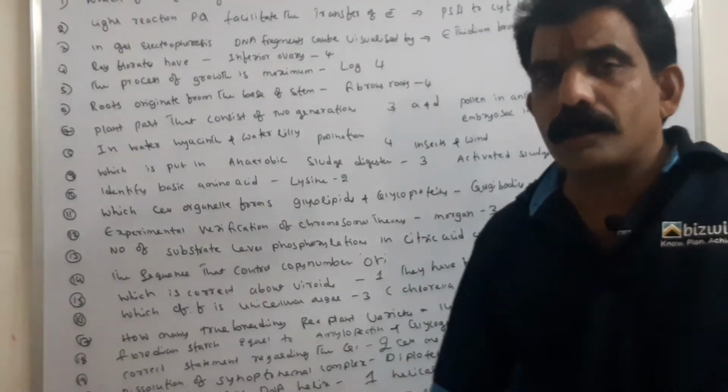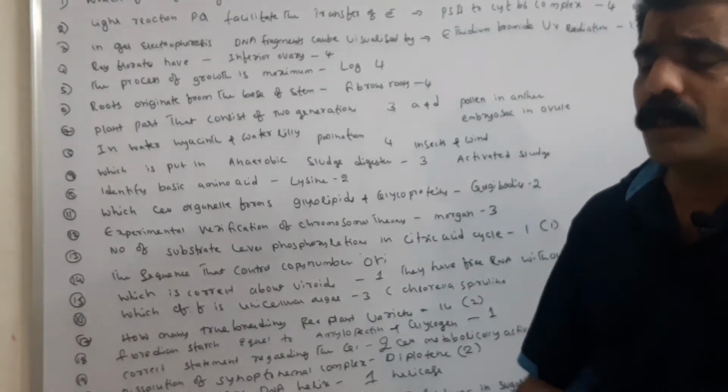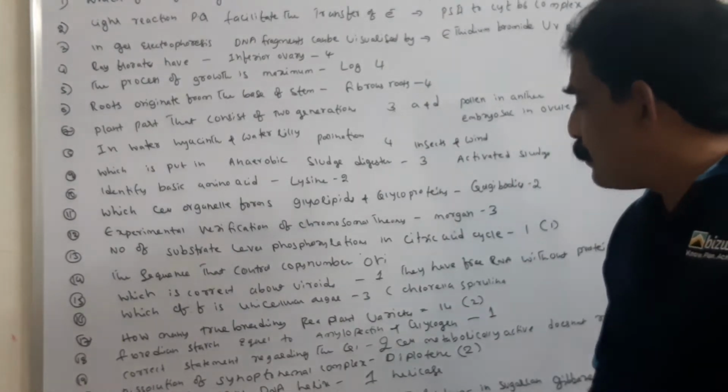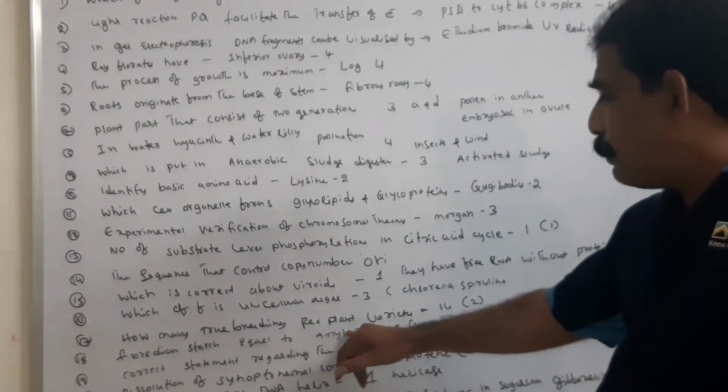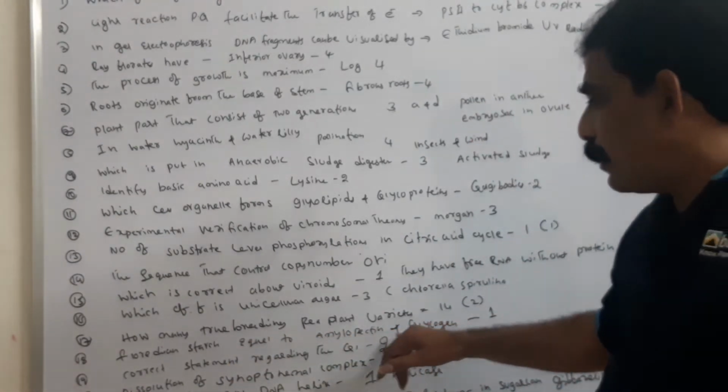Next, Floridean starch is structurally similar to which polysaccharide is asked. Different polysaccharides like cellulose are given as options, and the correct answer is amylopectin and glycogen. So Floridean starch is similar to amylopectin and glycogen.